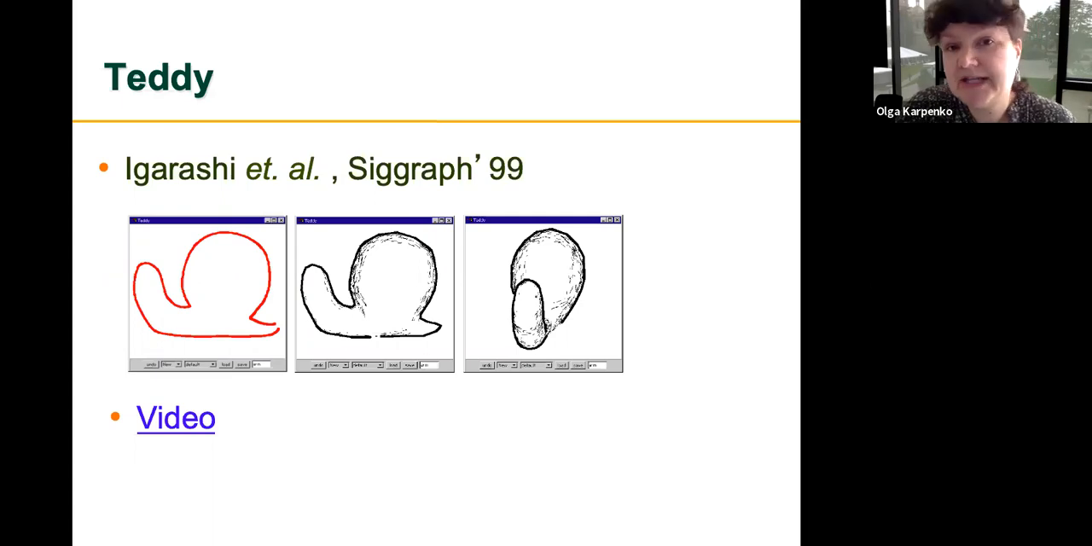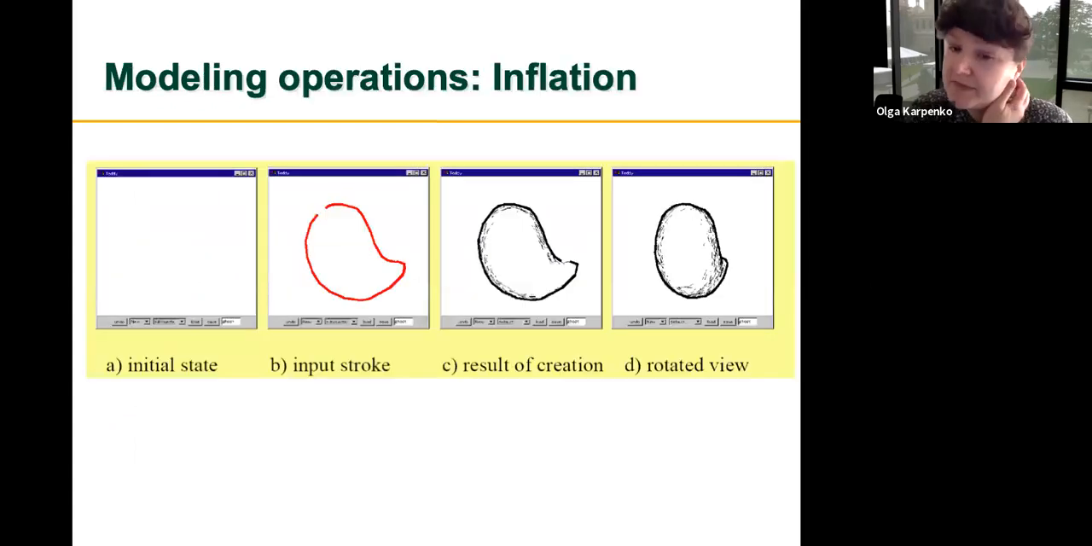And the user could rotate it, look at it, and then add some additional details by drawing on top of this shape. So I'm just going to show you the video of TEDdy, and then we'll very briefly, at a high level, talk about how some of those may be implemented.